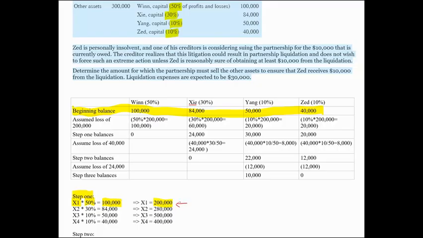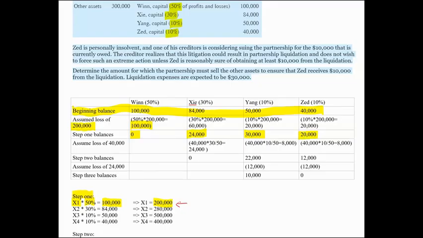After we complete the calculation, you will see that the easiest one is Win. In order to eliminate Win's capital balance, we need $200,000. But to eliminate other partners, we need more than $200,000. So Win will be the first one to be eliminated, and that's step 1. Step 1 will assume a loss of $200,000, and then Win is going to take $100,000 loss. After this assumption, the step 1 balance is going to be 0 for Win. And Xie still has $24,000 left, Yang has $30,000 left, and Z has $20,000 left.